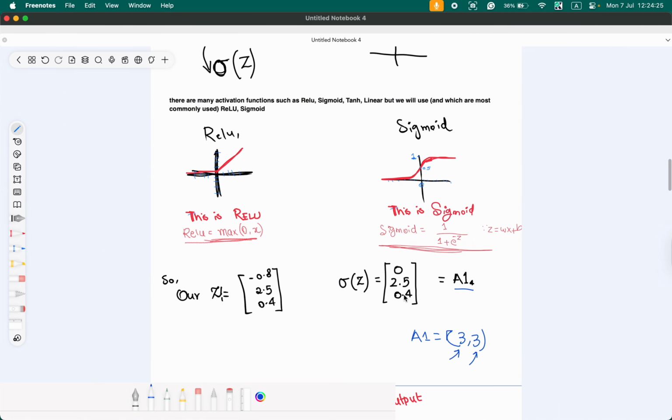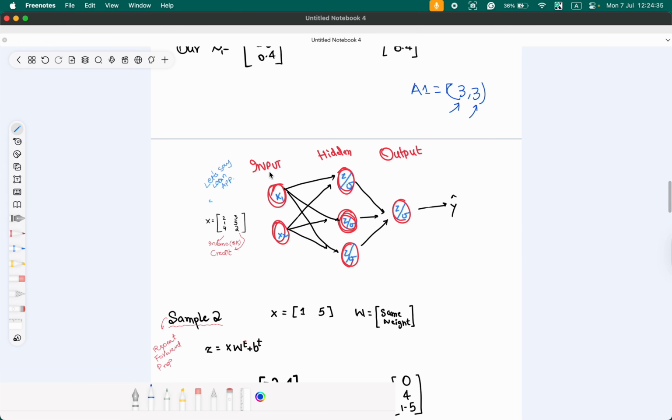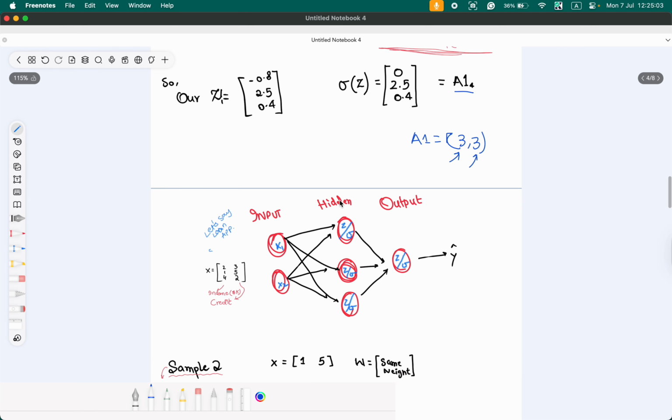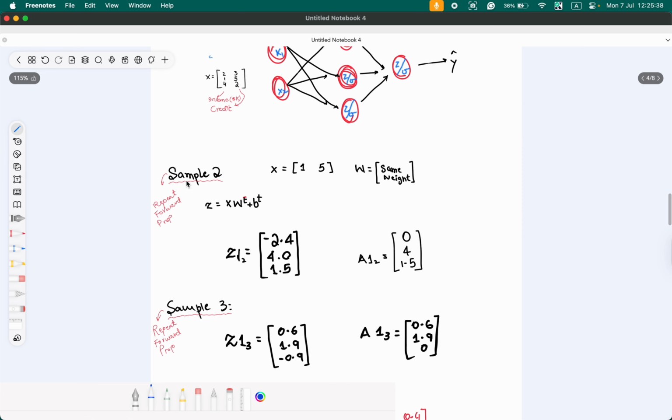You can consider this as an input to our second layer of output neuron. Just a quick revision: we have an input with x1 and x2 features. We found the Z as well as applied the activation function, and finally we got a matrix, which is an output from this neuron. We do not have the complete A1 here, but for now you can consider 0, 2.5 and 0.4 as the outputs from these three neurons. These 3 outputs will be taken as an input to this output neuron. So let me quickly do the maths here for the other 2 examples.